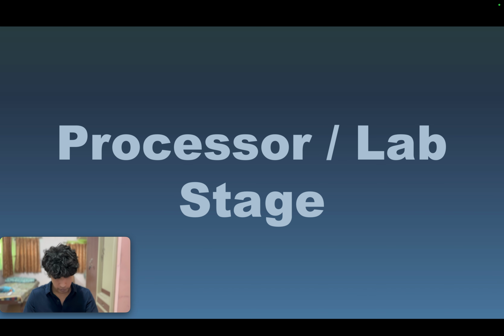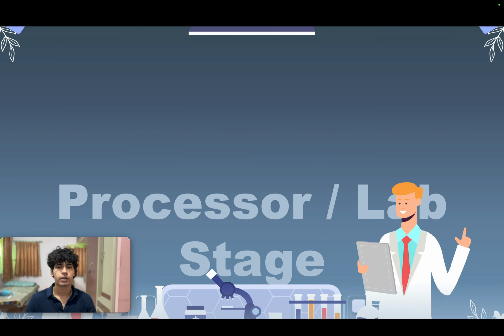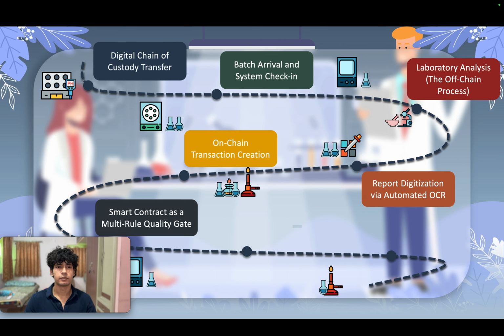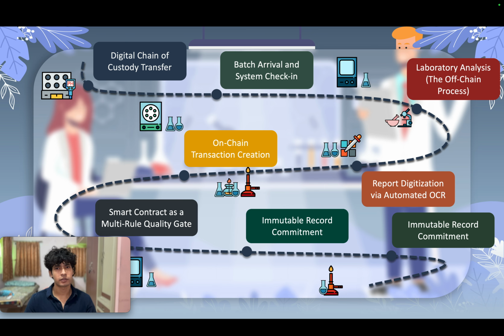That is the whole purpose for it being on the blockchain, and also to make it decentralized, so it is more transparent and there's less chance of corruption. That's why the whole concept of decentralization comes in. Let's go ahead. Digital chain of custody transfer, batch arrival and system check-in, liability analysis, the off-chain process, of course. On-chain transaction creation: after it has been lab tested, a transaction will be created and added to the life cycle.